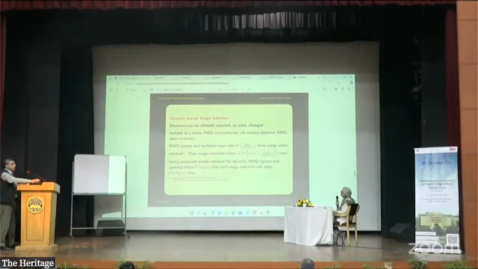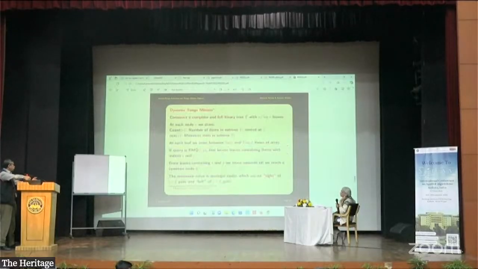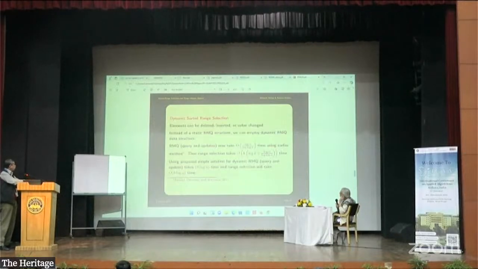We also look at the dynamic sorted range selection problem. Here I can allow the items to be inserted or deleted or values changed. So instead of using the static range minima structure, we use the dynamic range minima structure. If I use the standard structure for this interval, the time taken for query and update is log n by log log n. So total time is k log k, this part.